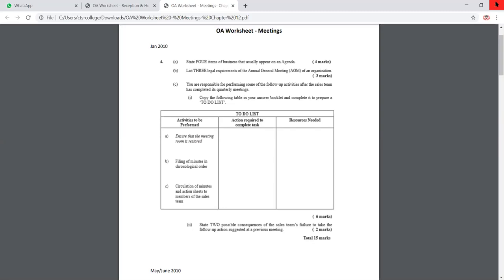For further review, you guys can check page number 43 of your textbook. Page what? Page number 43 of your textbook. Okay. We would have done it in communication last time when we did written communication, and we would have touched on agendas.